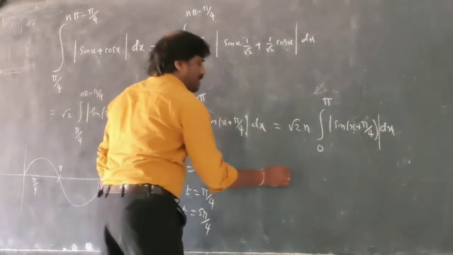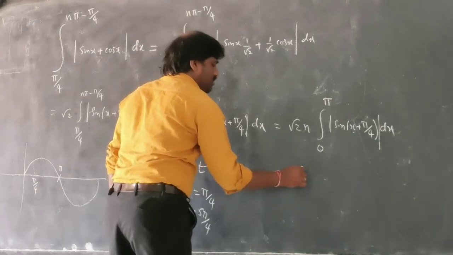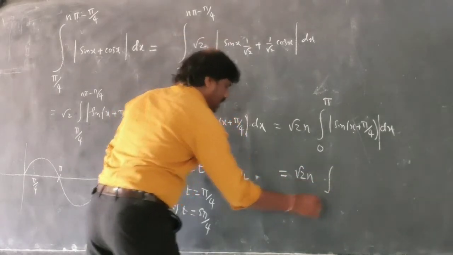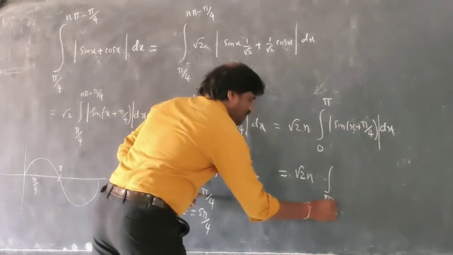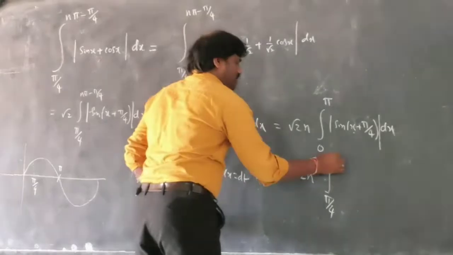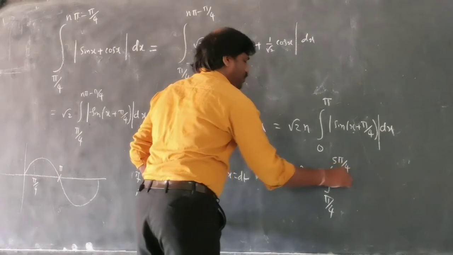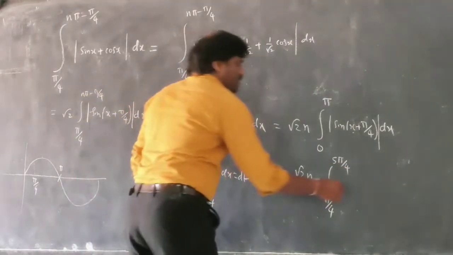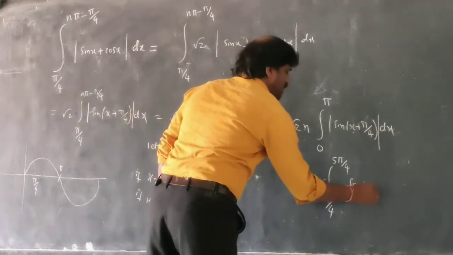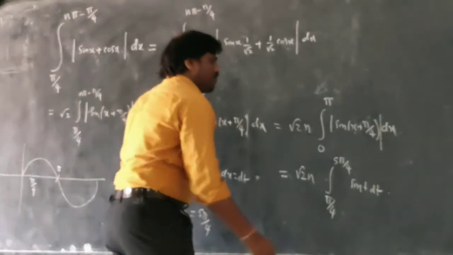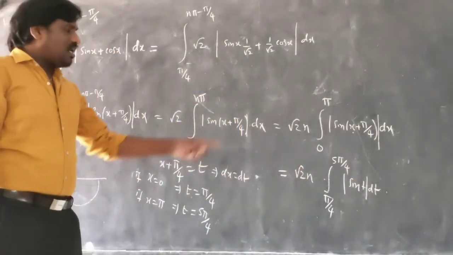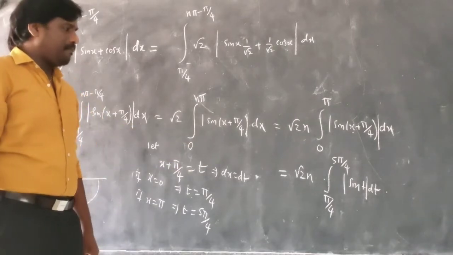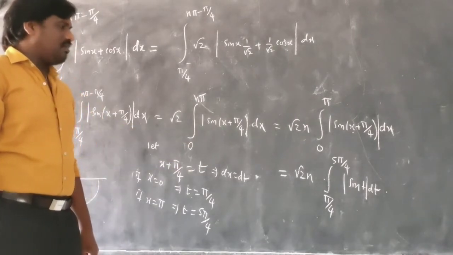So the beauty of mathematics, what happens? This changes to root 2 into n integration, pi by 4 to 5 pi by 4, mod sin t dt. Now you have to find the modulus of this. This modulus is to be opened. Now this modulus can be opened because you have it in a single variable.